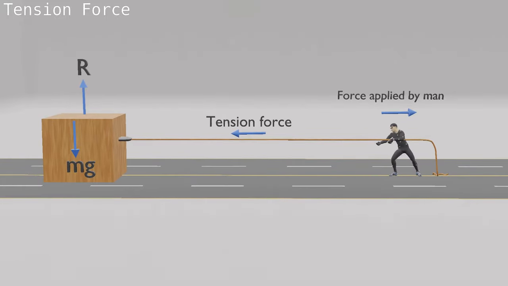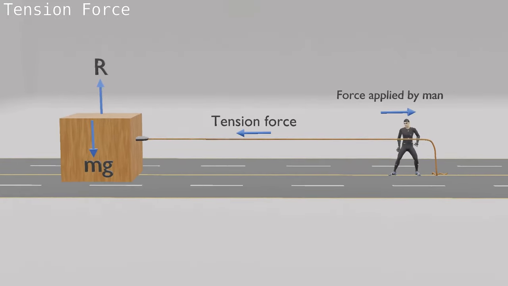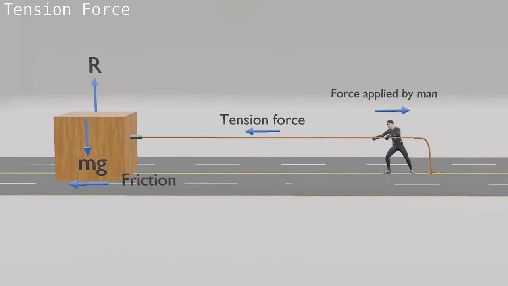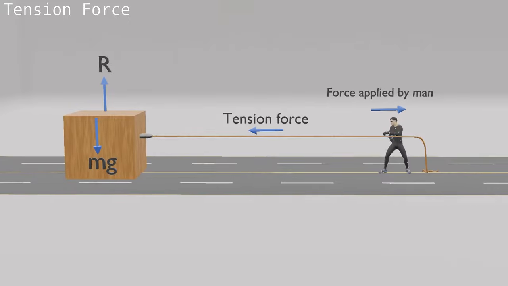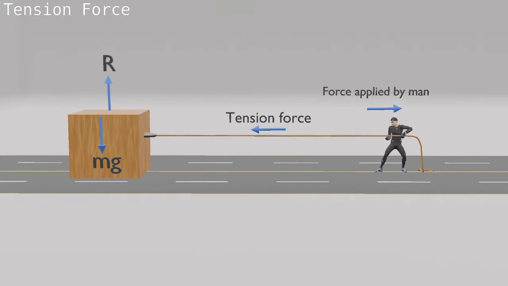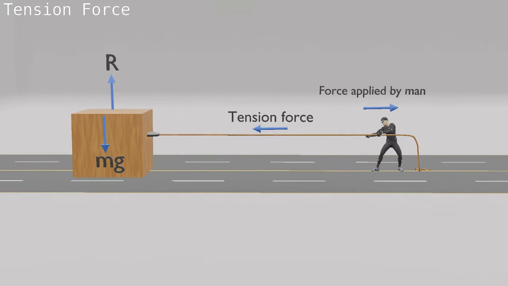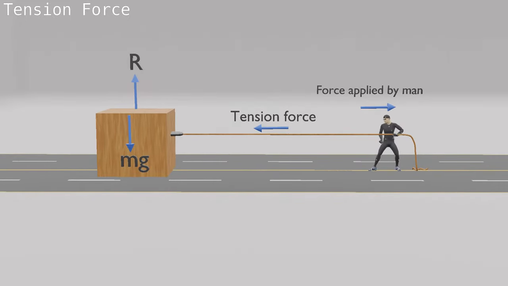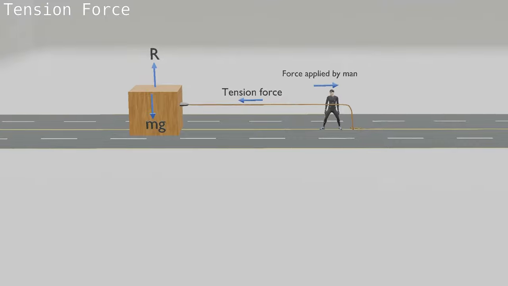This string force occurs because the string is attached to the wooden block, and the wooden block creates an opposite force due to friction. This also follows Newton's third law: for every action there is an equal and opposite reaction. The force in the string is known as tension force.